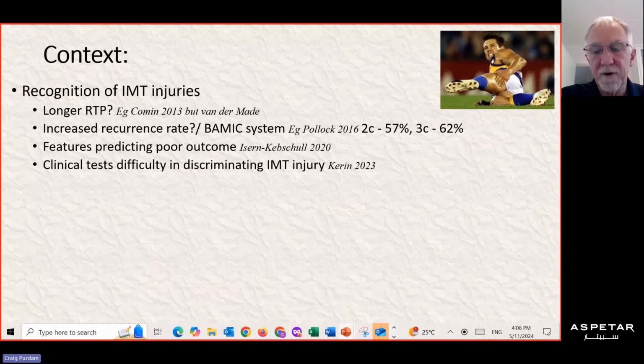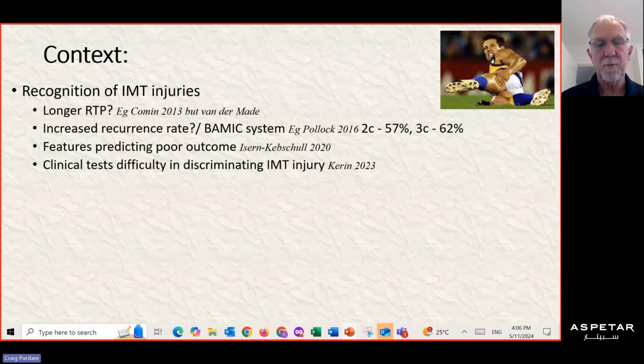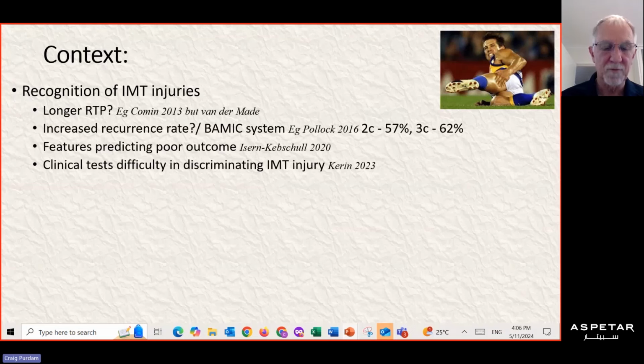And also a very fine review by Fergal Kieran, a narrative review of the intramuscular tendon, and within that, the fact that clinical tests probably cannot reliably exclude or discriminate whether we have an intramuscular tendon injury or not.